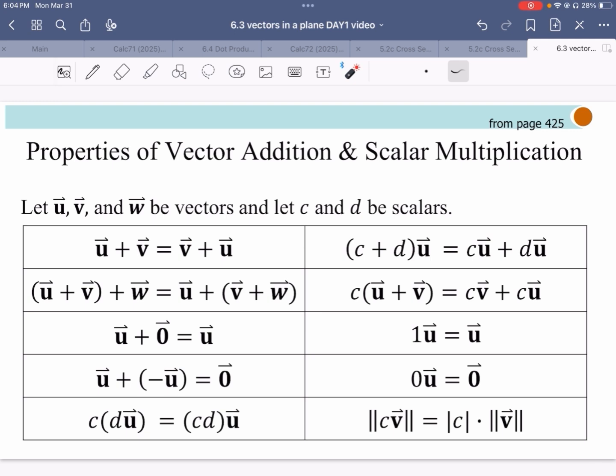So over here, now this time we're doing two separate vectors, u and v. So you can basically distribute those and say that you can do the scalar c times vector u plus the scalar c times vector v.